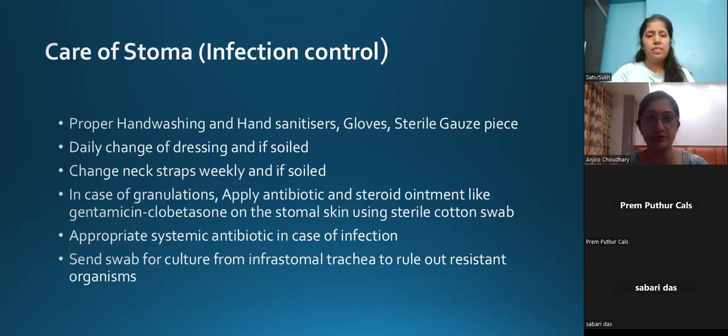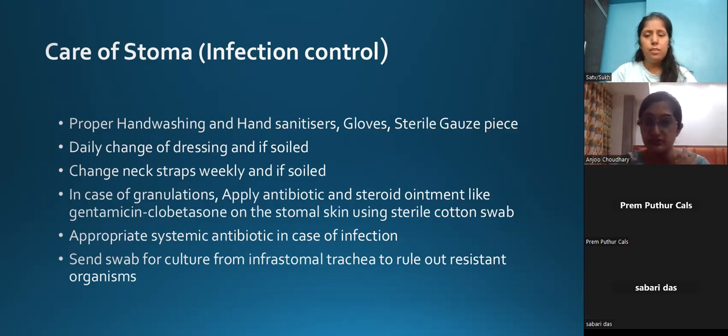Now these patients require a lot of care of the stoma. Stoma is the opening where the tracheostomy tube enters into the neck, because this is the site where infection goes inside. So whoever is taking care of these patients, whether they're the caregivers or the nurses or anyone else, they have to follow proper hand washing and hand sanitization protocols. They have to wear sterile gloves, use sterile gauze. They need to change the dressing daily and more frequently if it gets soiled with secretions.